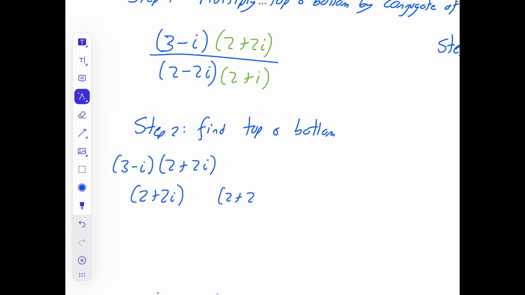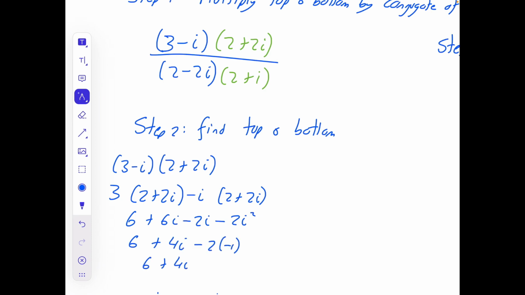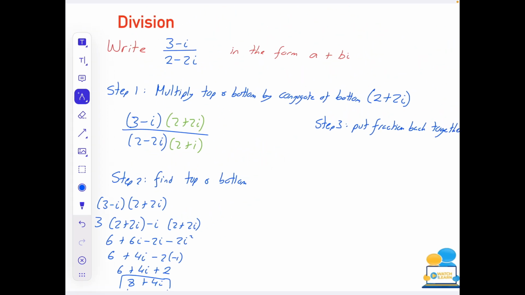Write down the second bracket twice and split up the first bracket. Minus i multiplied by 2i will be minus 2i squared. 6i minus 2i will be plus 4i. Minus 2 by minus 1, that will be 6 plus 4i plus 2, because it's the two minus signs, so it will be 8 plus 4i for my top.